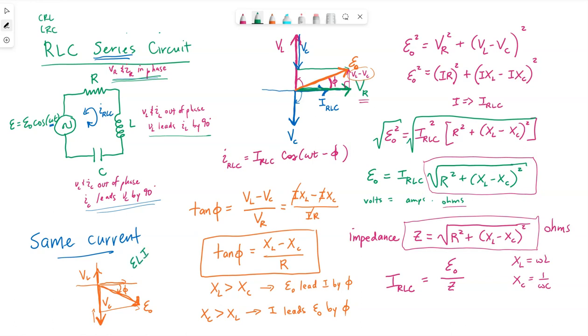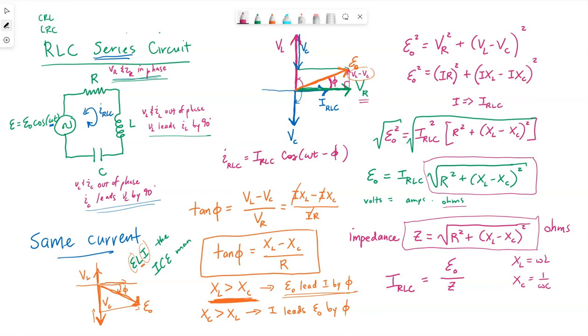ELI the ICE man. L, inductor. In ELI, the EMF is before the current. So if XL is bigger than XC, then the voltage leads the current.